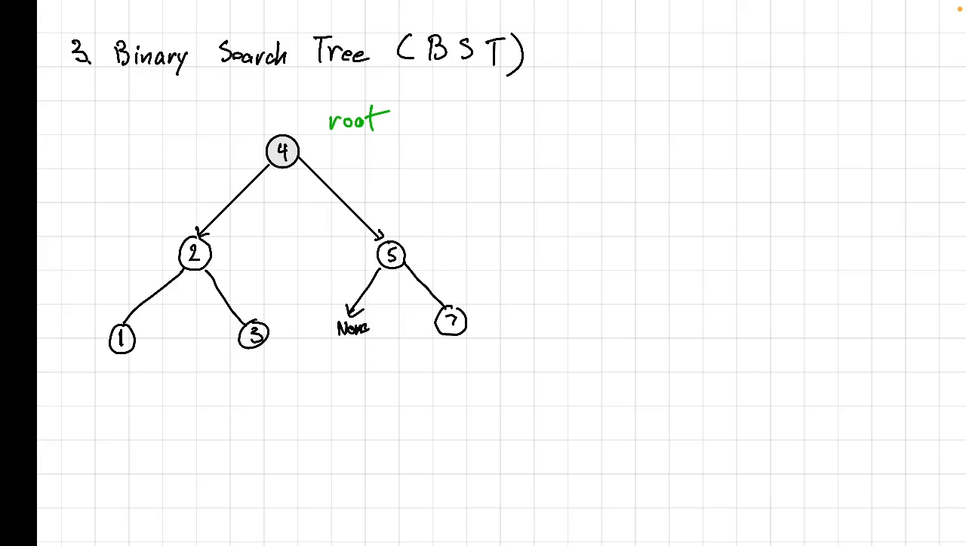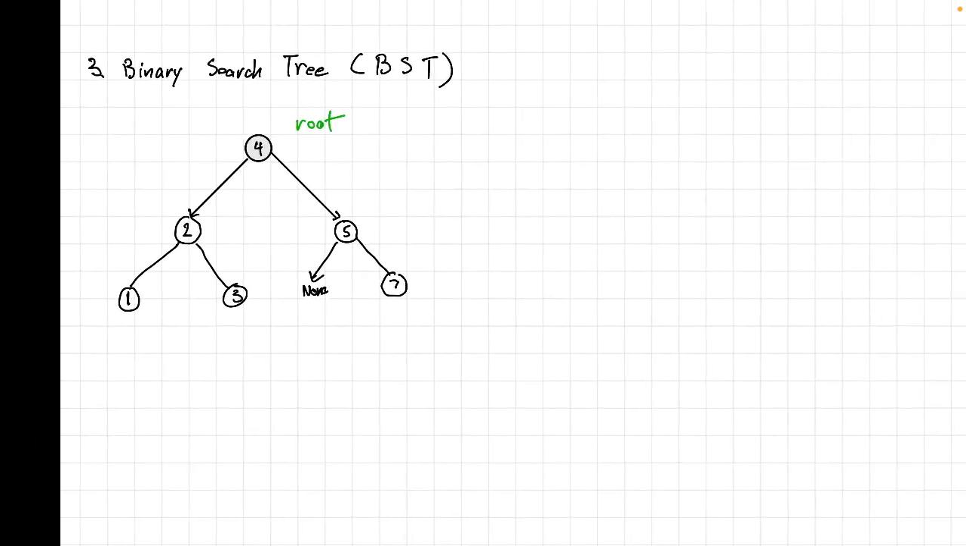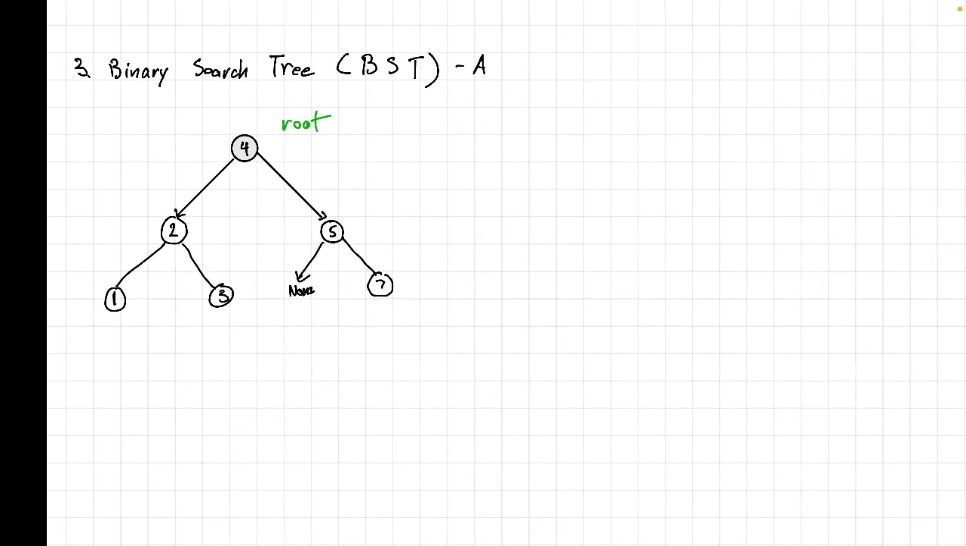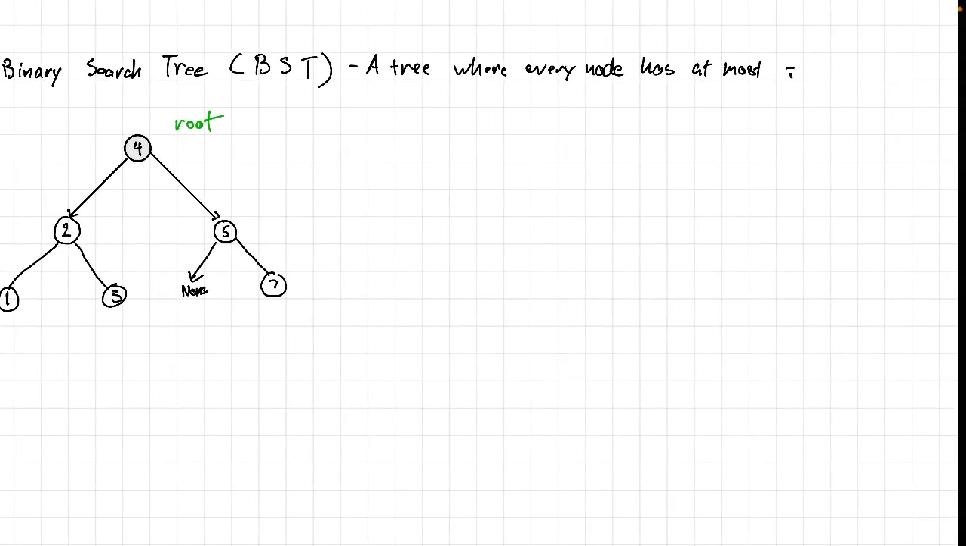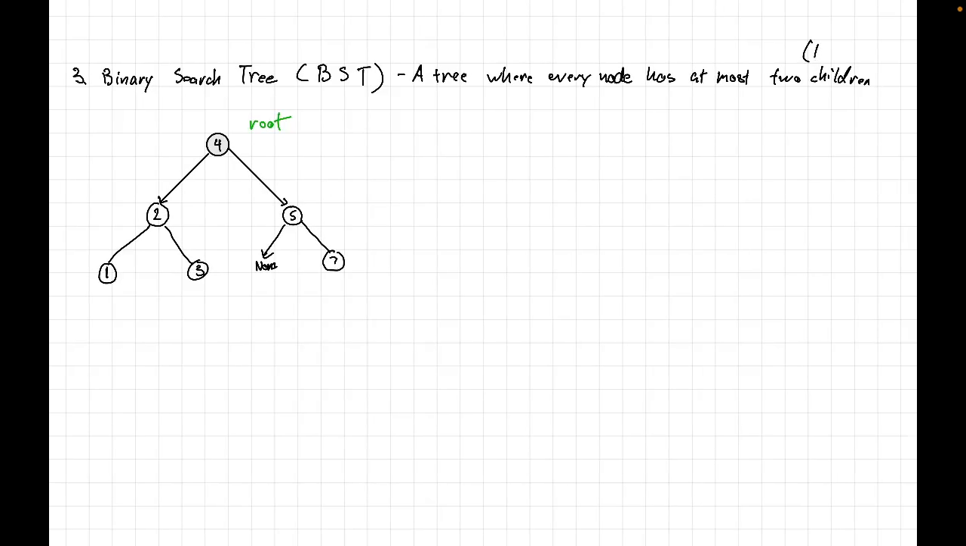So this right here is an example of a binary search tree. Let's write in words what we're looking at here. It's a tree where every node has at most 2 children, hence the word binary. So that's where the binary comes into play.